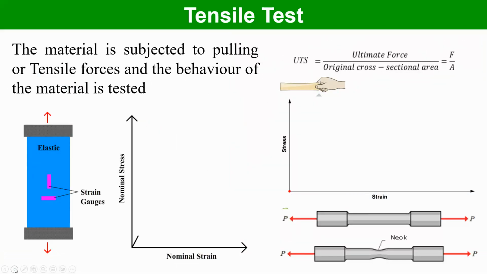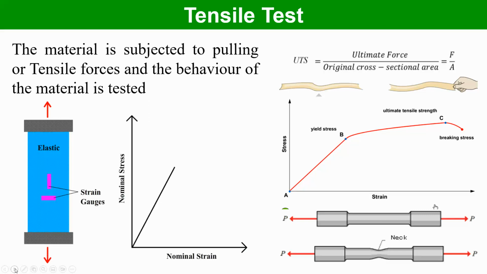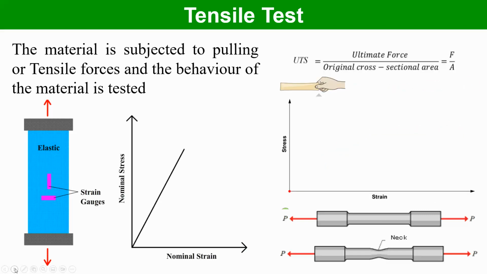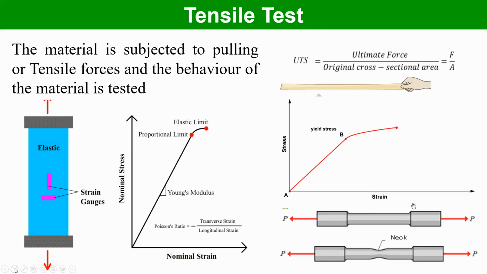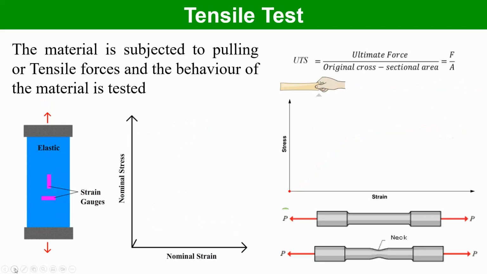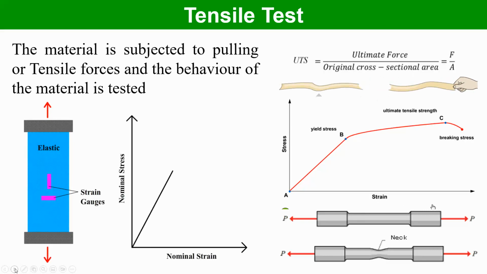In the tensile test, the material is subjected to pulling or tensile forces and the behavior of the material is tested. That is, the characterization of the pulling force is determined. At the same time, the stress to strain is plotted. Once the material is stretched, before it is about to fail, the neck is formed.